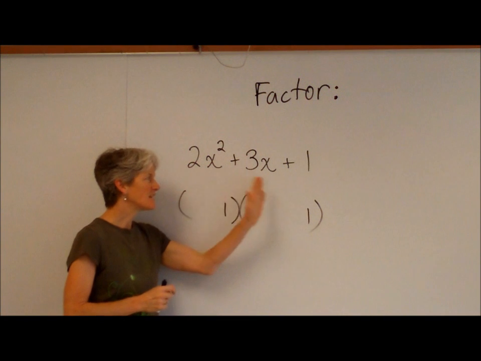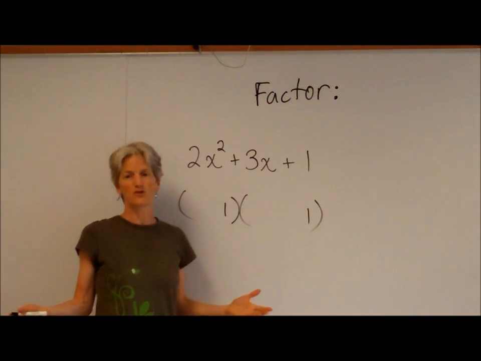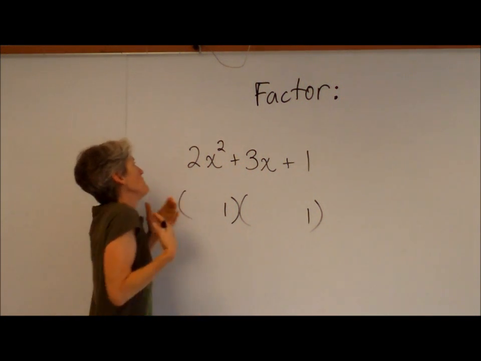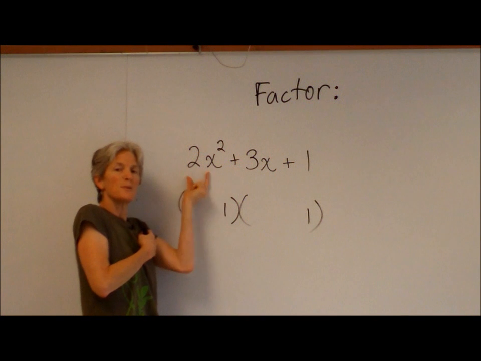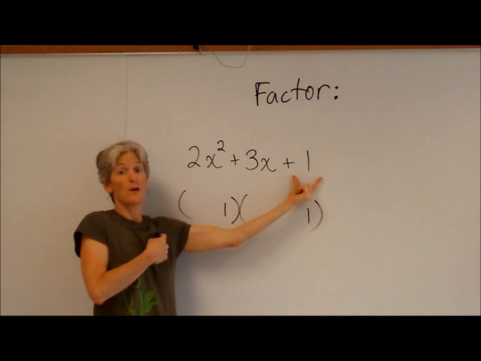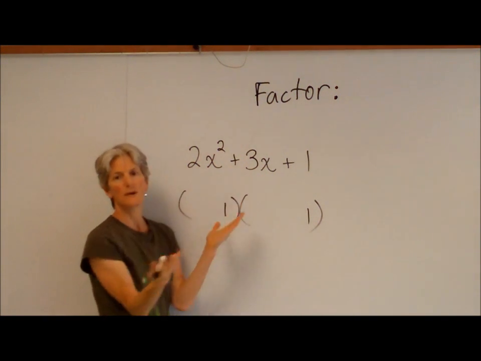And unfortunately, that's a shortcut that you students have used for years and years, and now suddenly it doesn't work. But basically, it's the same thing. You're looking for things that multiply to equal the first term, things that multiply to equal the last term, and then the outer and the inner combine to give you your middle term.